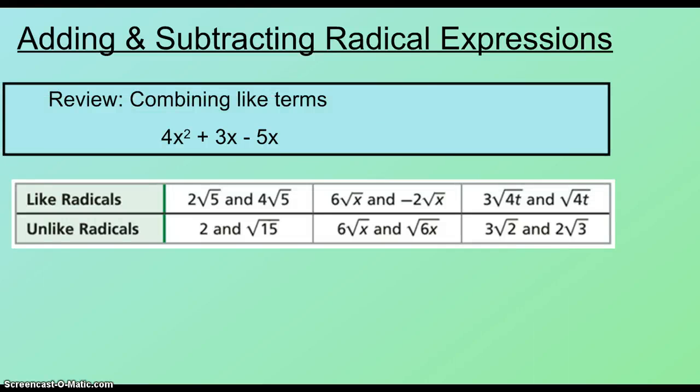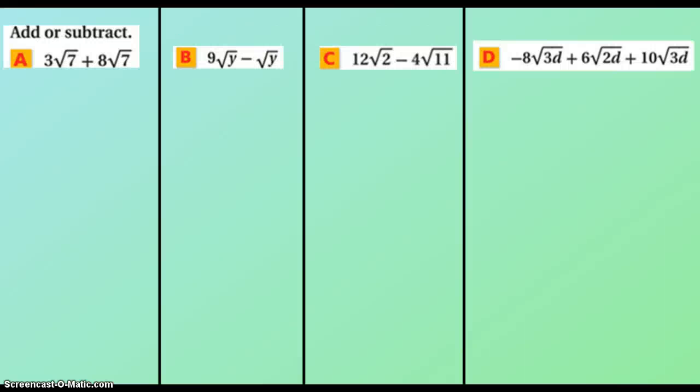Here we have examples of like radicals and unlike radicals. You'll notice that the like radicals have radicals, or square roots, that match. So we're looking for that pattern again. Looking at some examples here, we can add or subtract based on whether or not we have like radicals. For instance, in A, I have 3 square root 7 plus 8 square root 7.